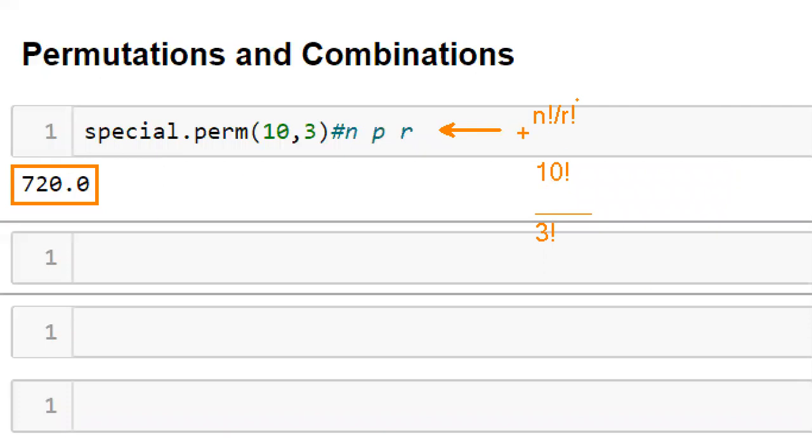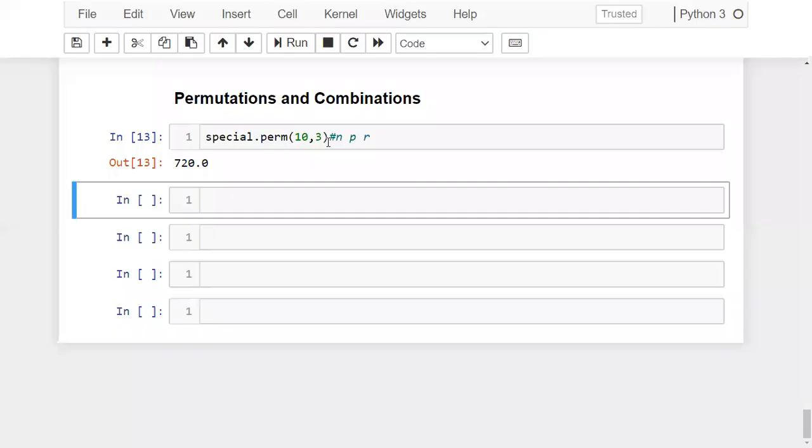Just try to calculate this 10 factorial divided by 7 factorial. You'll get the value as 720. That value will be returned by your function PERM. Clear? This is for finding permutations.